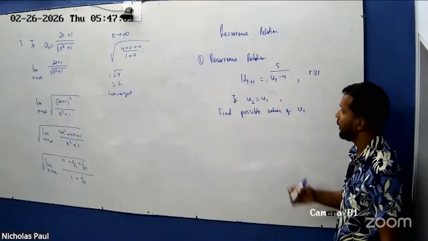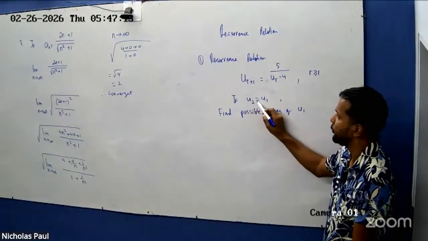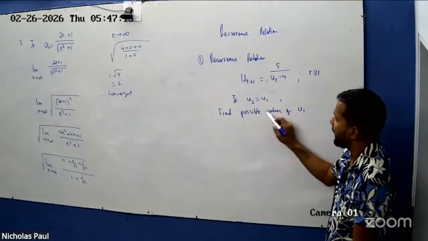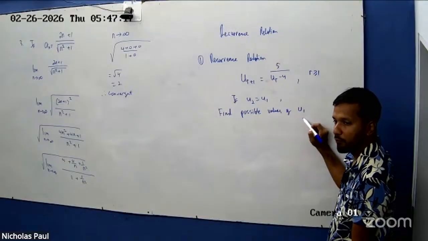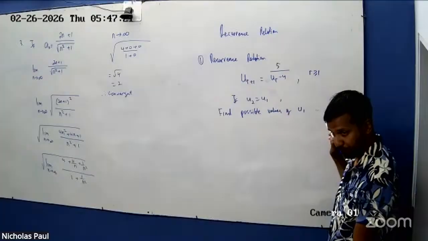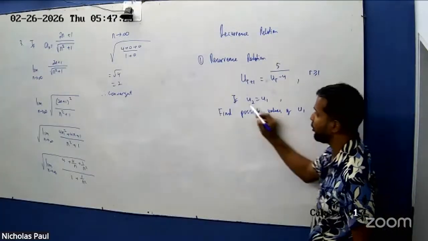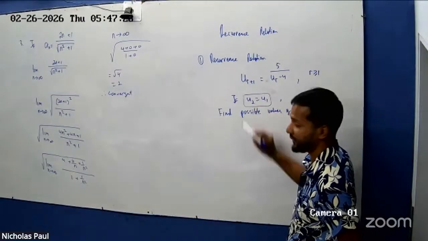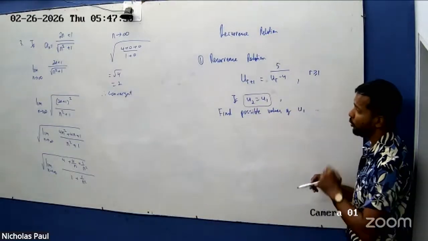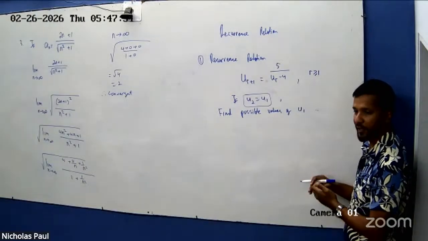All right, let's say I give you something like that. And I said that if U2 equals U1, find possible values of U1. This is the recurrence relation they give us. How are we starting this? This is one of the important things here. They told us that U2 is equal to U1. How do I start working out something like this?